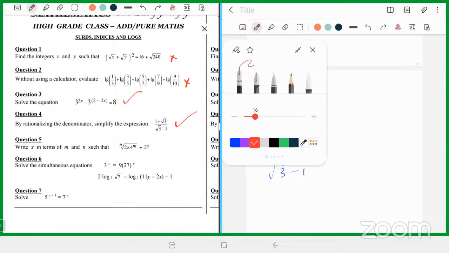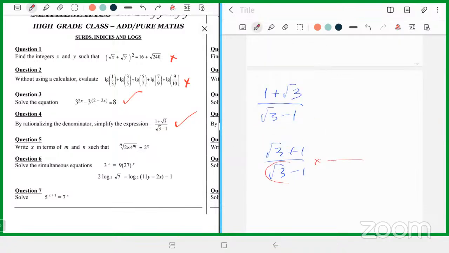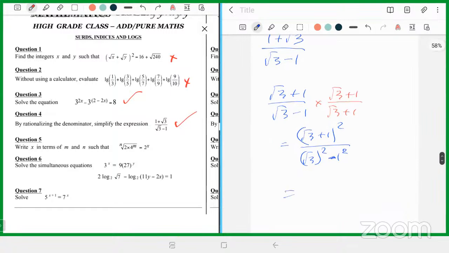I'm going to multiply this now. Make the denominator rational by multiplying by the conjugate, which is √3 + 1. So multiply the numerator by the same thing, √3 + 1. So the numerator becomes a perfect square, and the denominator is the difference of two squares. So this becomes (√3 + 1)² over the denominator, (√3)² − 1².